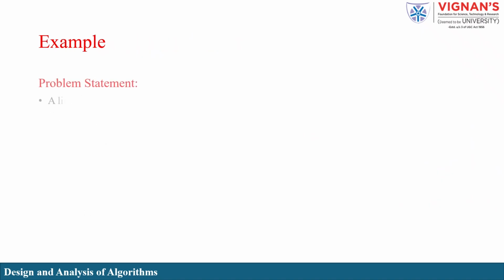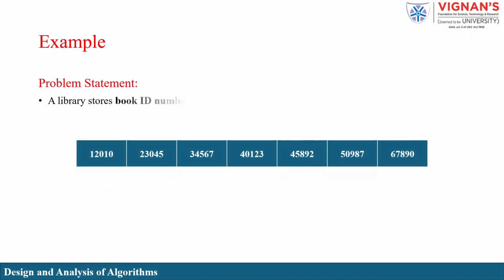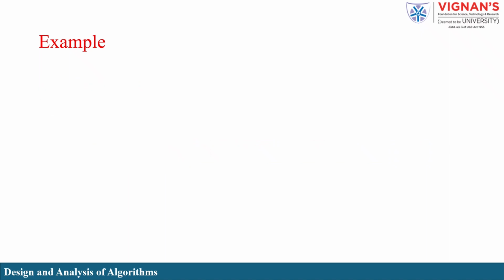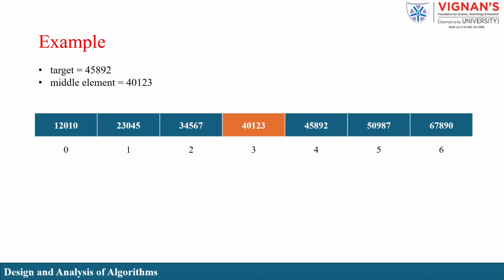Consider a library storing book ID numbers in sorted order. A student wants to find book ID 45892. Here, the target is 45,892 and the middle element is 40,123.